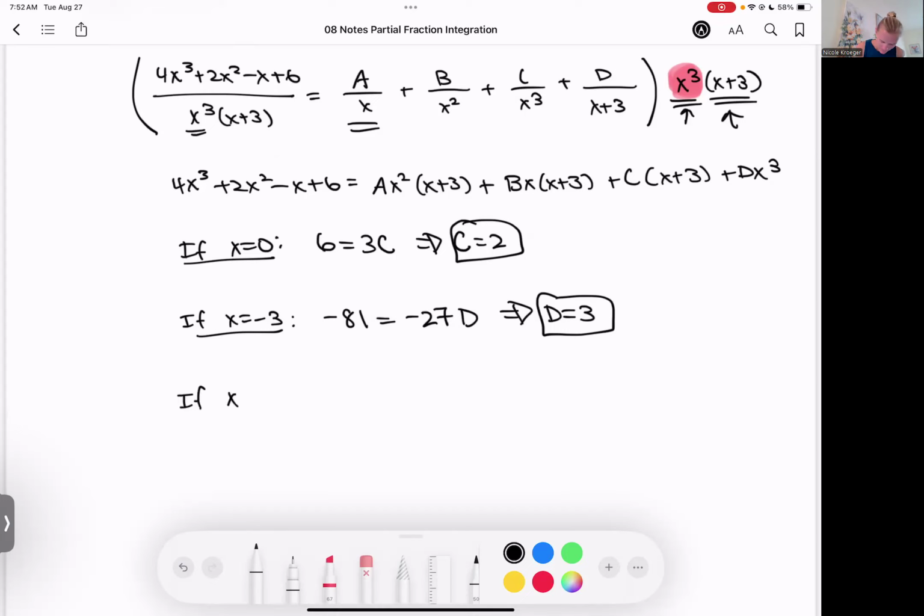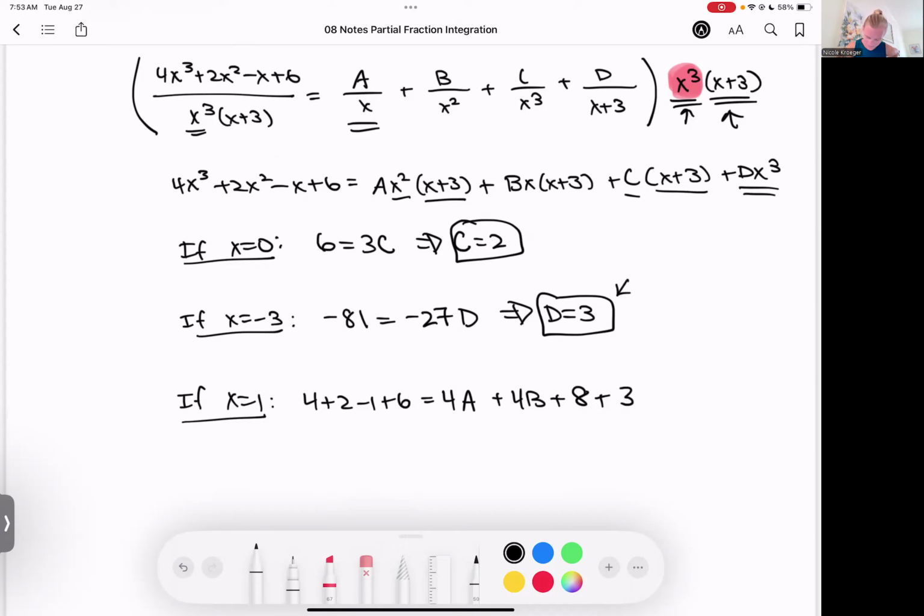So if x is 1, what's going to happen? My right-hand side is going to be 4 plus 2 minus 1 plus 6. I'm going to have a times 1 times 4, so I'm going to have 4a. B, I'm going to have a 4b as well. I'm going to have c times 4, but c is 2, so 4 times 2 is 8. I made that mistake the last time I recorded the video, I wrote 8 times 4, but it should just be 8 total. And we have d times 1, d was 3, so 3 times 1 is 3.